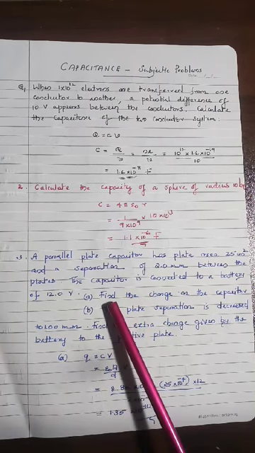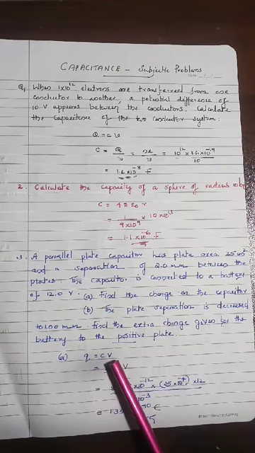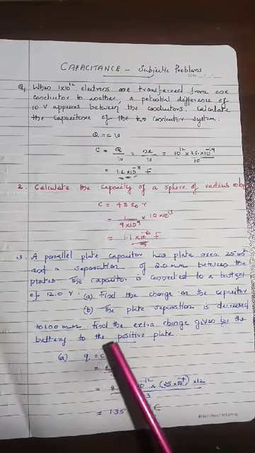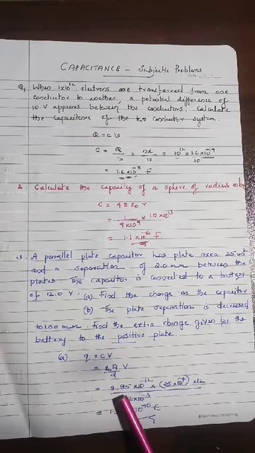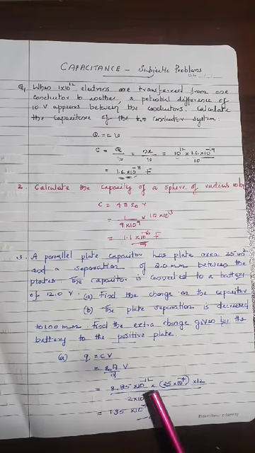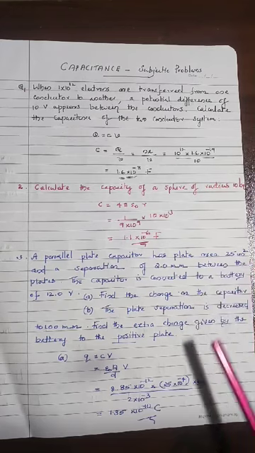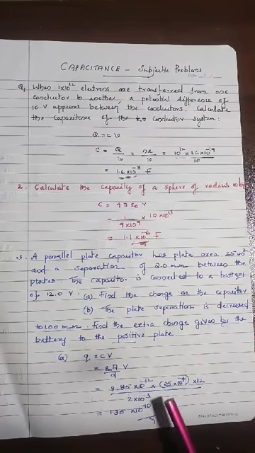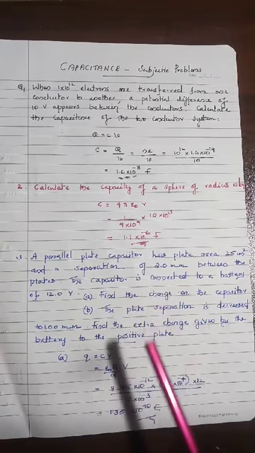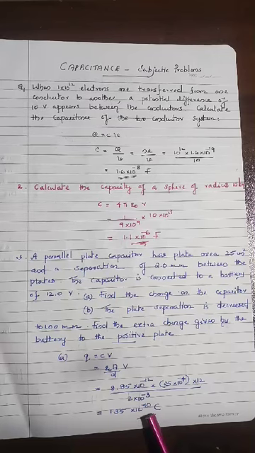In the first part, we have to find the charge on the capacitor. Simple relation, C into V. But we know C is what? Epsilon 0 A by D, into V. Epsilon 0 is 8.85 into 10 raised to minus 12, into area, given as 25 into 10 raised to minus 4, into the potential 12 volt, by the separation 2 millimeter. You get the answer as 1.35 into 10 raised to minus 10 coulomb.